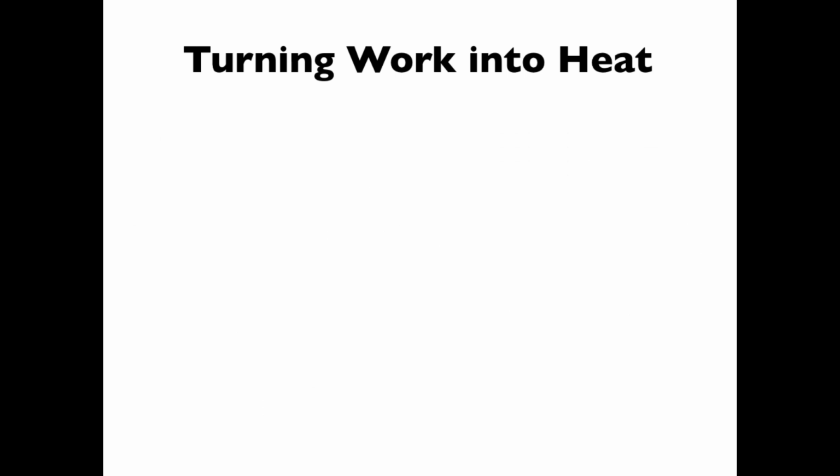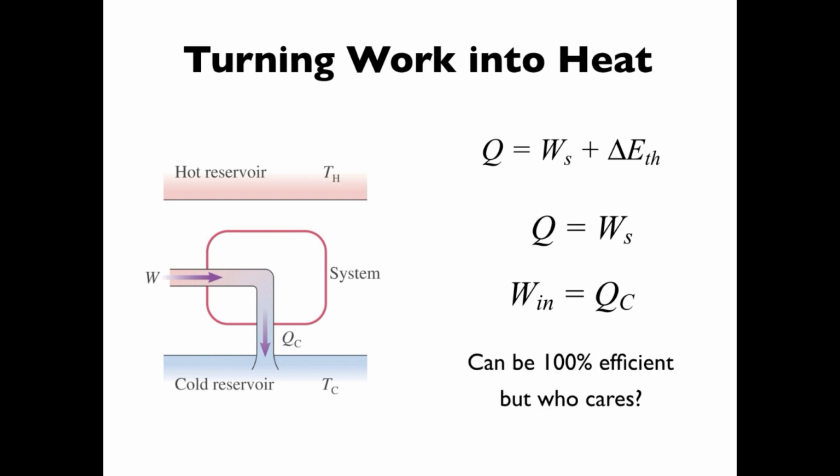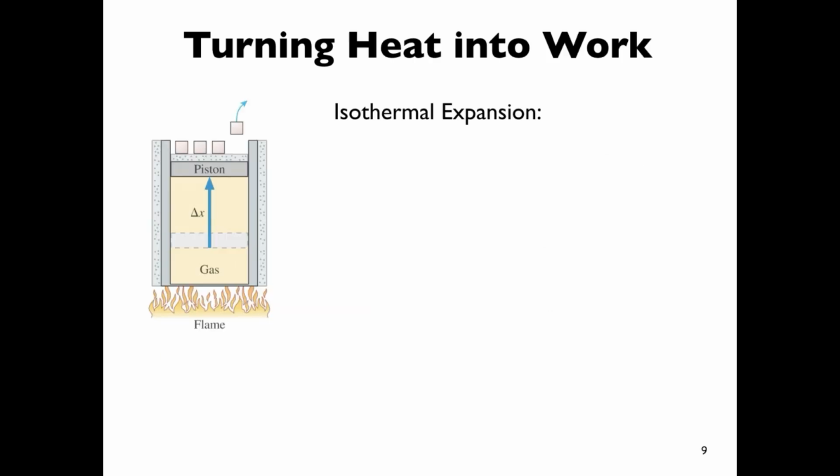So if we want to turn work into heat, well, you can do something like this where you take rocks out of the ocean, rub them together. That's work, right? You change the temperature, that's thermal energy, and you throw the rocks back into the ocean. That means your total change in temperature is 0, all right? So we have work, we've converted into heat, but this doesn't do any actual useful stuff, okay? Remember, Q and work are the same. That means work in is equal to QC. This is 100% efficient, but you can't actually use any of that heat or work to do anything, okay? So who cares? All right, let's move on and talk about how we turn heat into work.